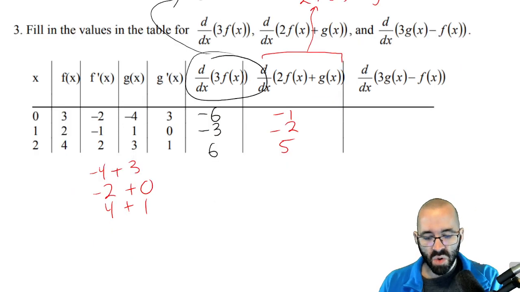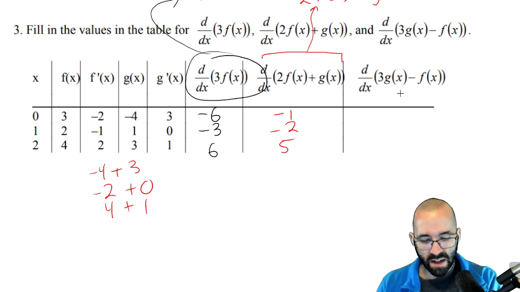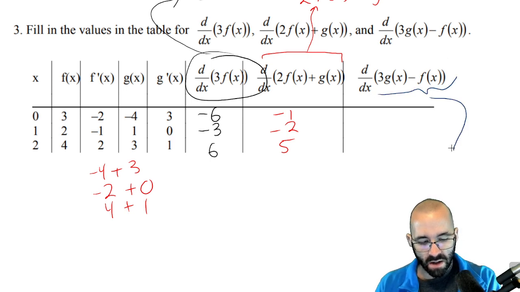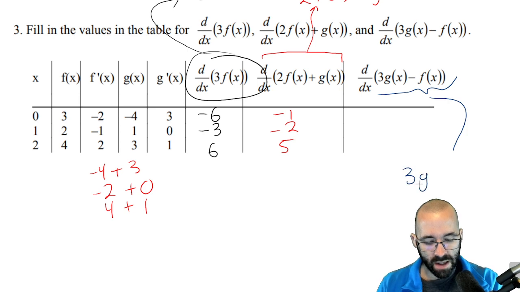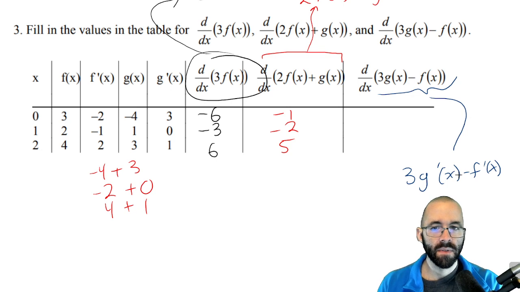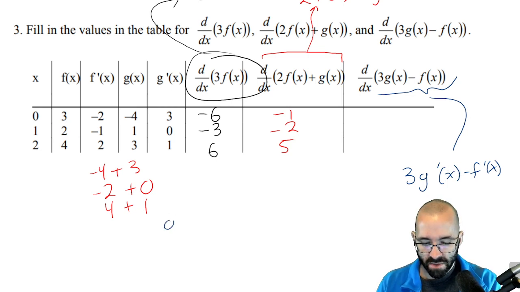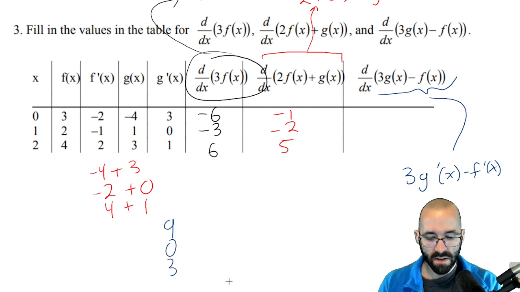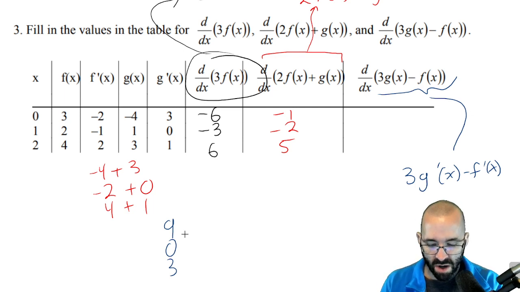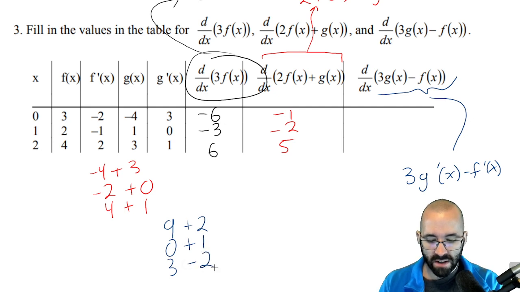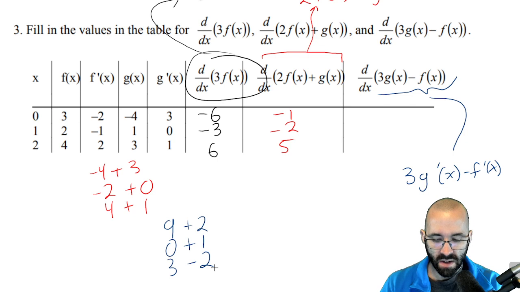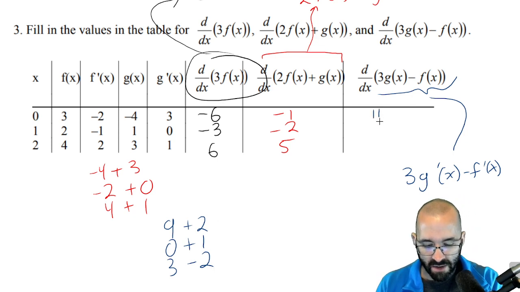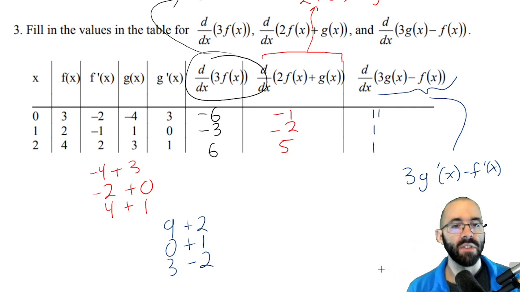And so similarly at this point, I think you know what to expect for this guy, right? This is going to be 3 times g prime of x minus f prime. 3 times g prime, it's going to be 9, 0, and 3. And then we subtract f prime, subtract a -2, subtract a -1, subtract a 2. So that's adding 2, adding 1, and subtracting 2. And we'll get 11, 1, and 1 for this column.